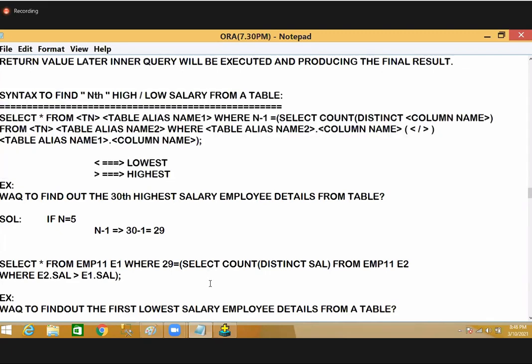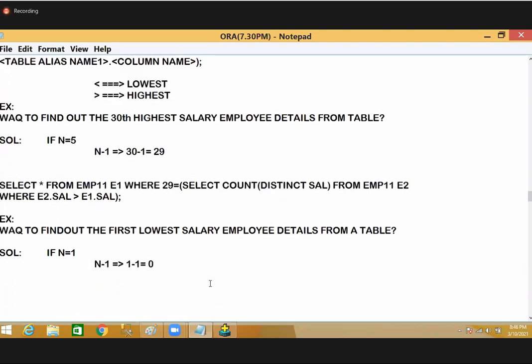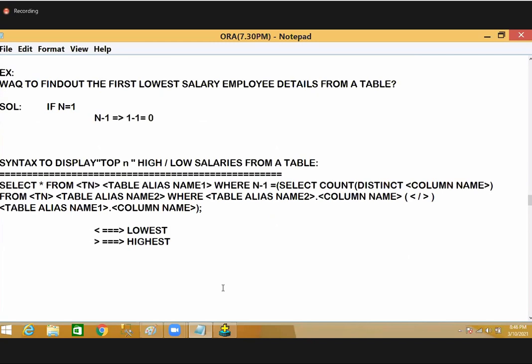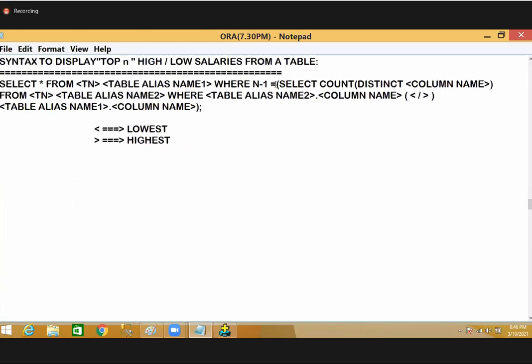Even though I can find out top people, that means I can display top n highest or lowest salaries, for example, from a table. Same syntax, guys, but the formula will change. Here, in place of n minus 1, I have to take n greater than. So n greater than formula, remaining all are the same.